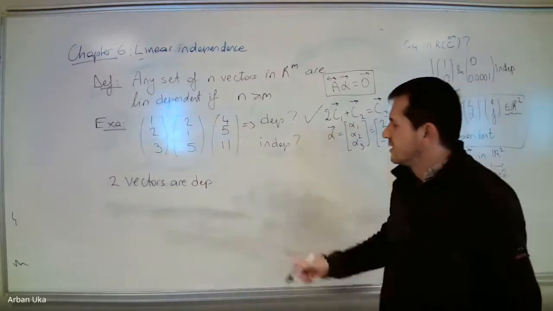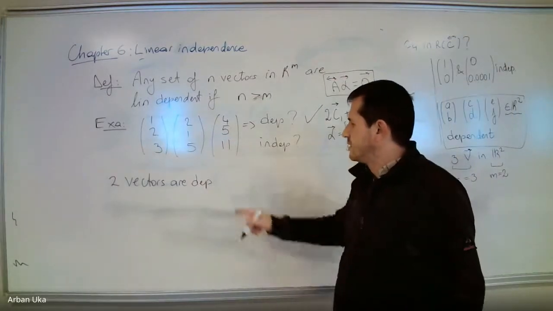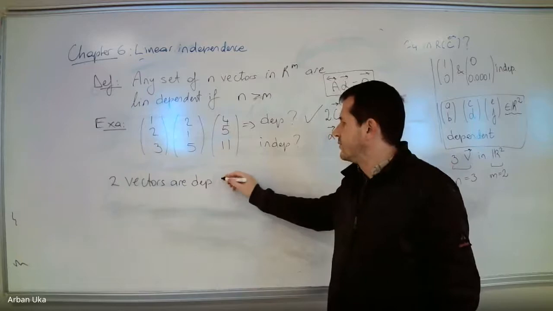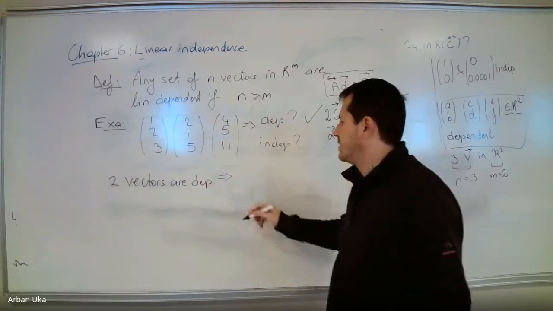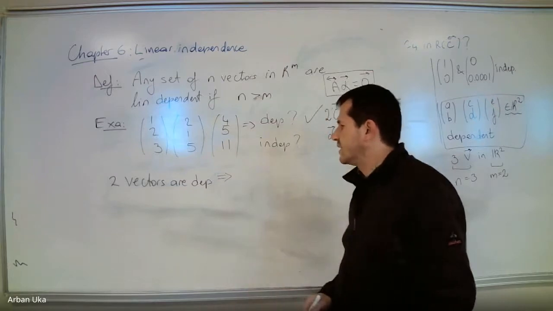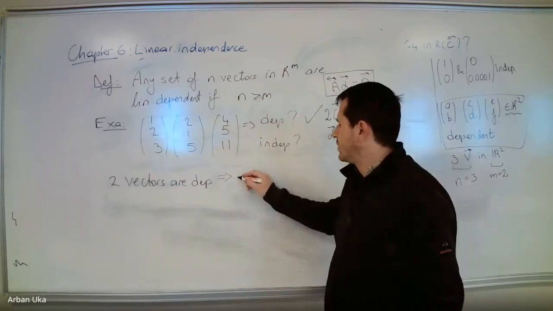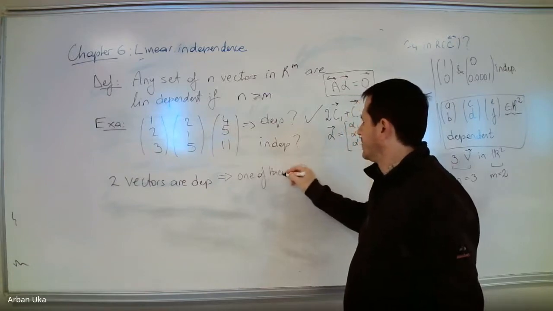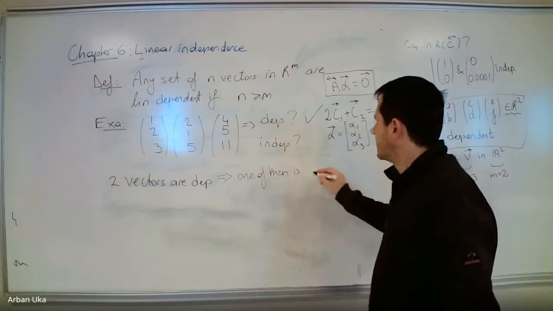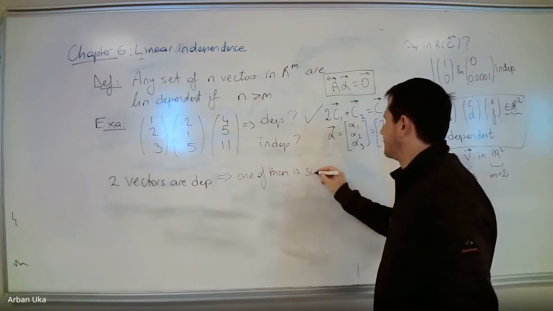Let's see another corollary here. If two vectors are linearly dependent, what can we say here? We can say that if two vectors are linearly dependent, then one of them is a scalar multiple of the other.